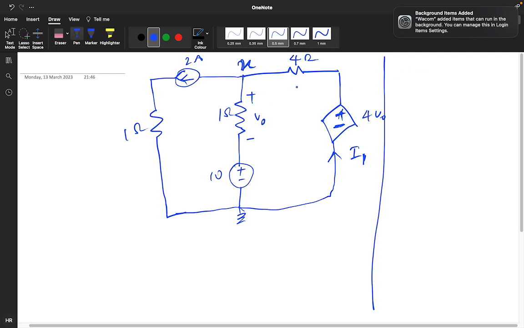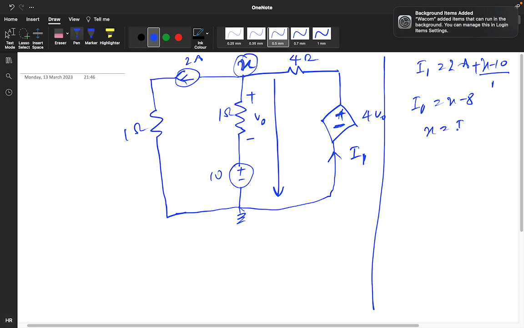So use the incoming currents and outgoing current concept. Incoming current is I1, outgoing current is 2 ampere, and you are taking one current in this way, so this will be outgoing current. The outgoing current will be, at this particular node x, minus this voltage, x minus 10 divided by 1. So what equation are you getting? I1 value you are getting x minus 8. So what will be the value of x? x will be I1 plus 8. You got the node value.